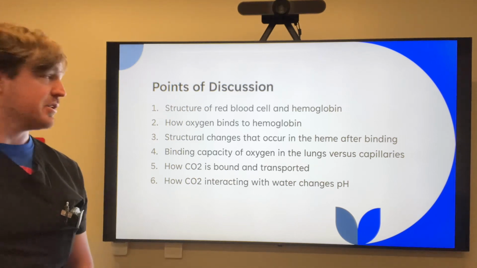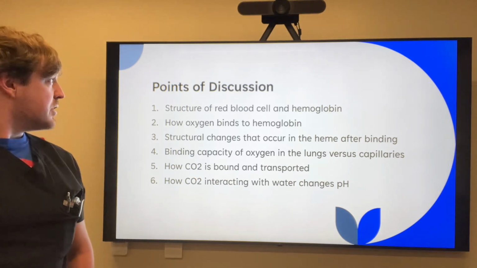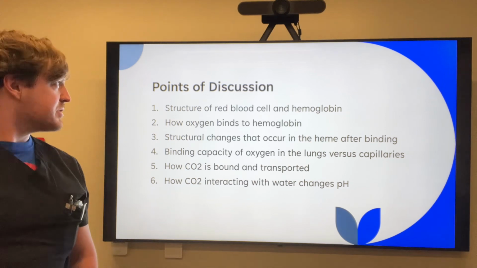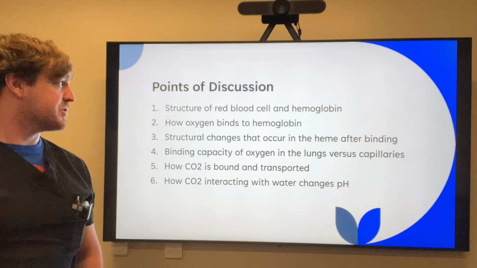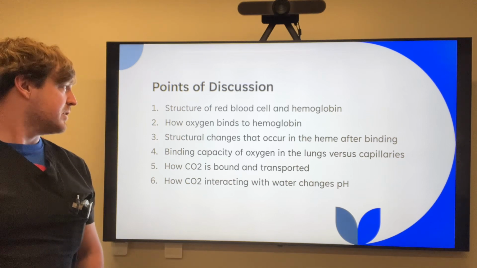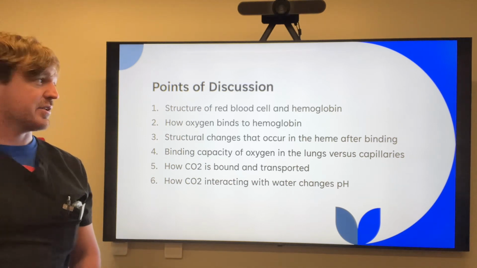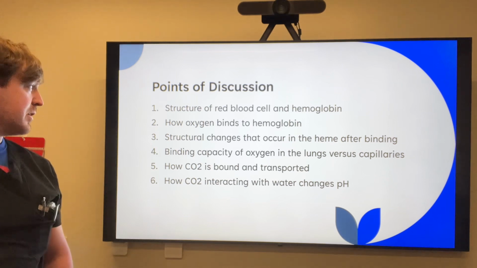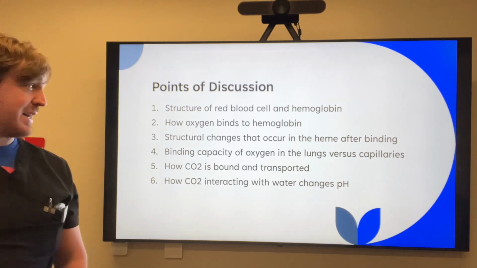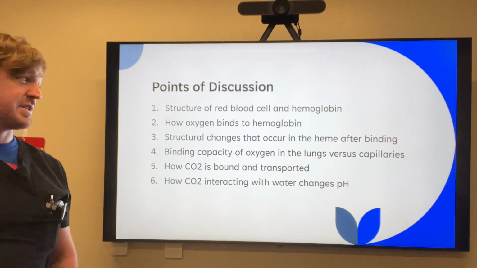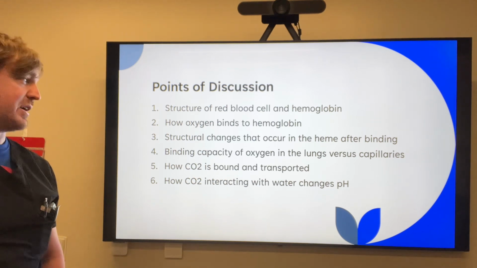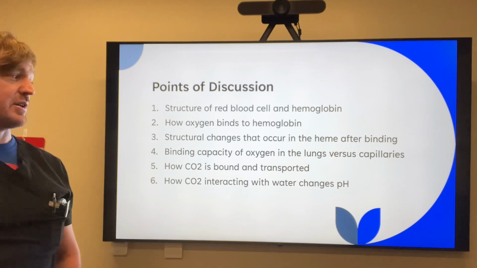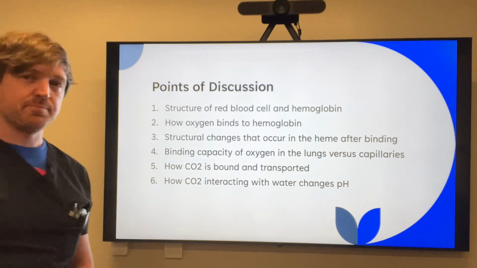Points of discussion on this are, first, we'll be talking about the structure of red blood cells and hemoglobin, how oxygen binds to the hemoglobin, structural changes that occur in the heme after binding, binding capacity of oxygen in the lungs versus capillaries, how CO2 is bound and transported, and how CO2 interacting with water changes pH.